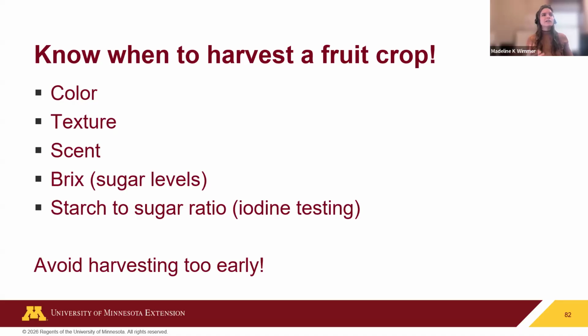So looking for color, texture, scent, and then Brix is basically a measurement of sugar levels. This is typical for wine grapes, but there are a lot of other fruits, including honeyberries, where you actually do want to measure the sugar levels. And there's a tool called a refractometer. I think I have a slide next that can really easily do this.